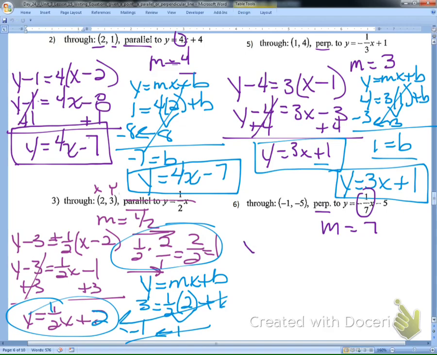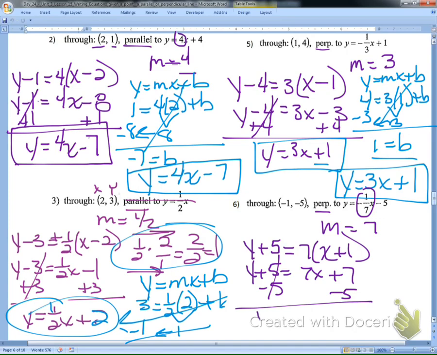Using the point slope equation, y opposite your y, so that would be a +5, is equal to your slope of 7, x opposite the x value, so that would be a +1. Distribute the 7, y plus 5 is equal to 7x plus 7, and then subtract the 5. Y is equal to 7x plus 2. Even if you use the slope-intercept form, you should get the same equation.